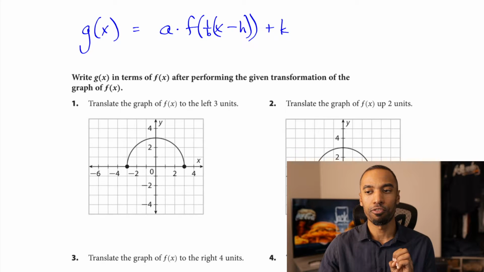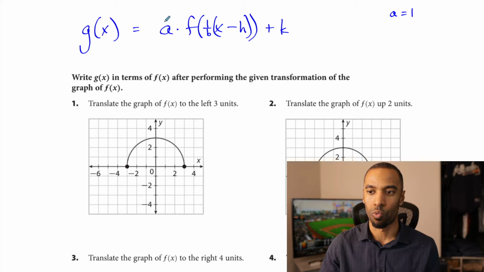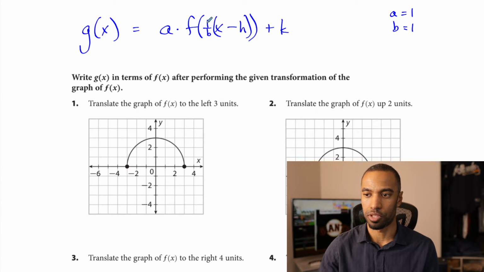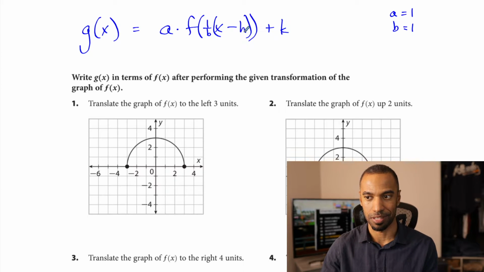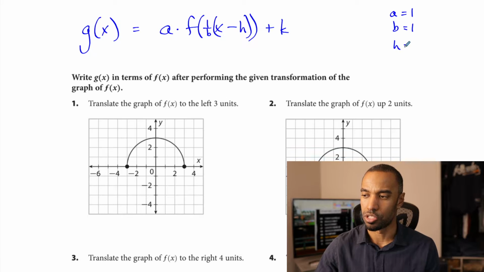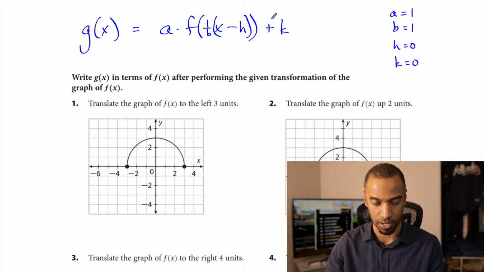Now, in its default form, y'all, a is 1, because if a was 1, times that thing is just nothing. B being 1 is the same reason. 1 over 1 is just 1, times this is just nothing, or it leaves it unchanged. H as 0, subtracting 0 leaves you with just x. And k being 0, adding 0 to this leaves it unaffected as well.